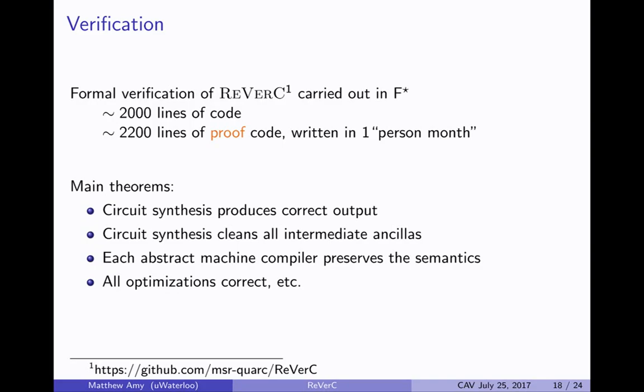And I haven't talked about verification really at all yet, so let's talk a bit about that. We verified reverse in F star, and reverse is about 2,000 lines of code. It's very small, but we achieved about a 1-to-1 ratio of proof code to just program code.